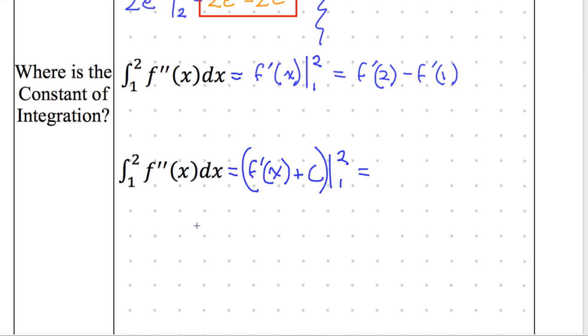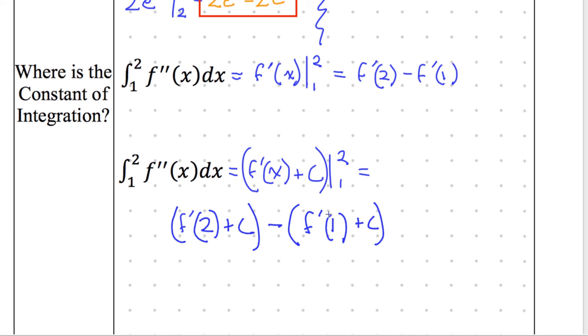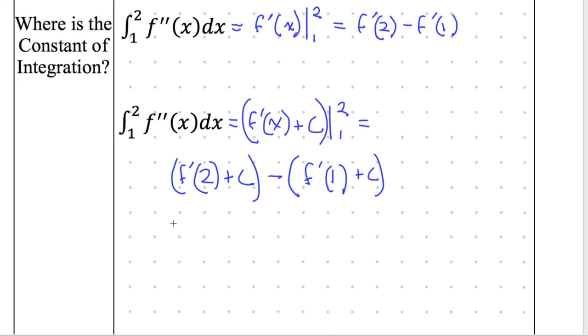So that means that I'm going to come down here to the next line. That thing is equal to f prime of 2, I'm plugging that 2 in, plus c. That's the first part. Subtract, and then here's my second part. F prime of 1 plus c. Now distribute this negative, and this turns into the next line, which is f prime of 2 plus c, drop the parentheses, minus f prime of 1, distributing the negative, minus c.